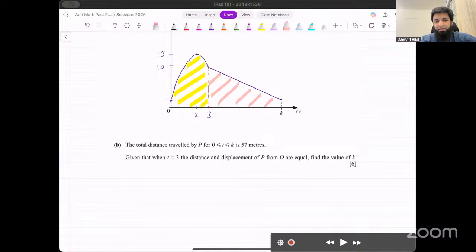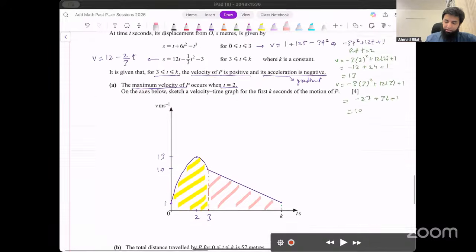In this case, distance and displacement are going to be the same, right? Both are going to be the same because velocity is positive throughout. Since velocity is positive throughout, distance and displacement are going to be equal to each other.